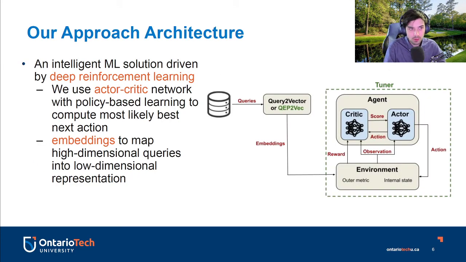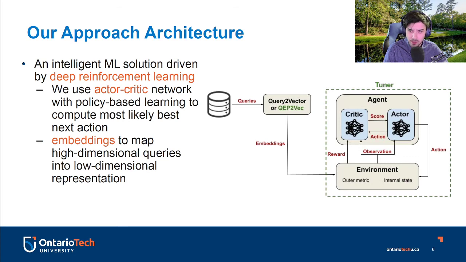So our approach and the architecture behind it, from a very simple standpoint, it's a deep reinforcement learning solution. It uses actor-critic, so you can see within the agent in the figure, we actually have two neural networks here, one for the critic, one for the actor.